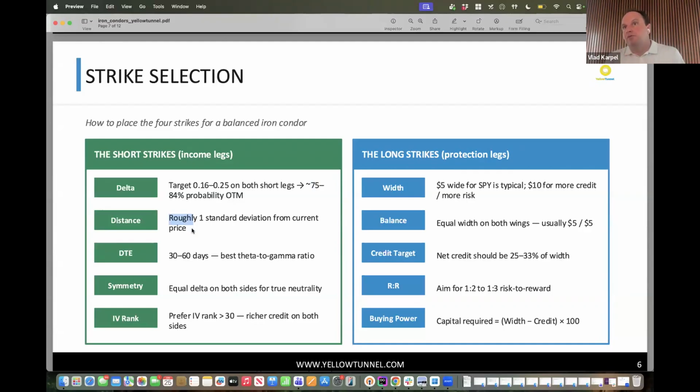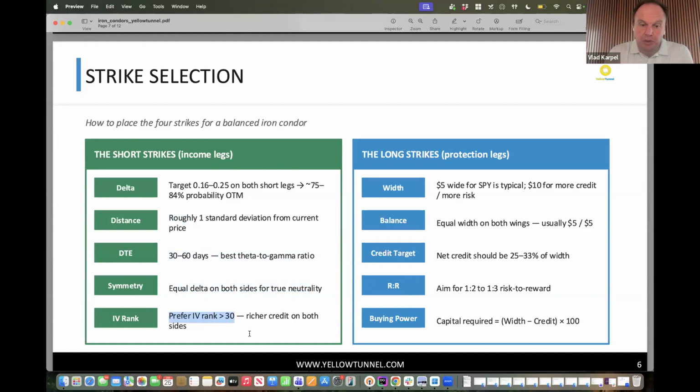Right now, the market is trading between the 50-day moving average and the all-time high. There's a lot of open interest at the all-time high, 760, and the 50-day moving average is roughly 730. So it will trade somewhere between 730 and 760 right now. For days to expiration, the theta to gamma ratio is best at 30 to 60 days. That's the classical example. You want symmetry, equal delta on both sides. If they're not equal, you have more risk on one side versus the other.